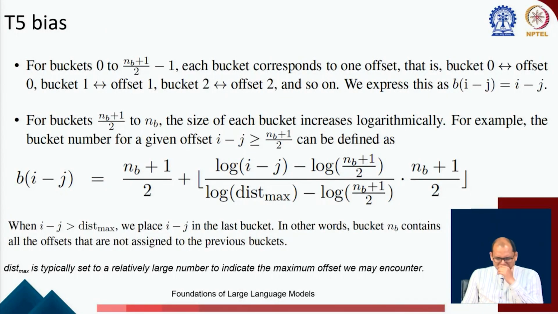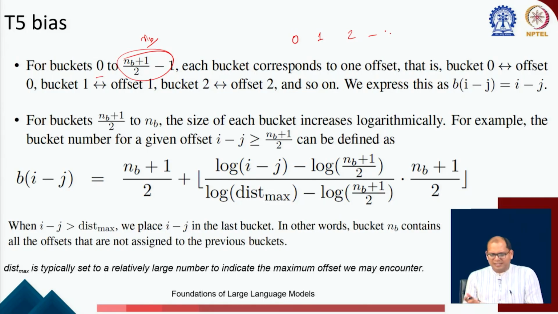So, how does that work? They will have a hyperparameter NB. So, let us say I fix NB. Initially I need a different bucket for different positions, at least for some positions. So, they say, okay, for 0 to (NB/2) minus 1, each bucket will have one offset. So, you will have a bucket for offset 0, offset 1, offset 2, up to a certain point. So, you have some buckets for small offsets. After that, each bucket will have more offsets.